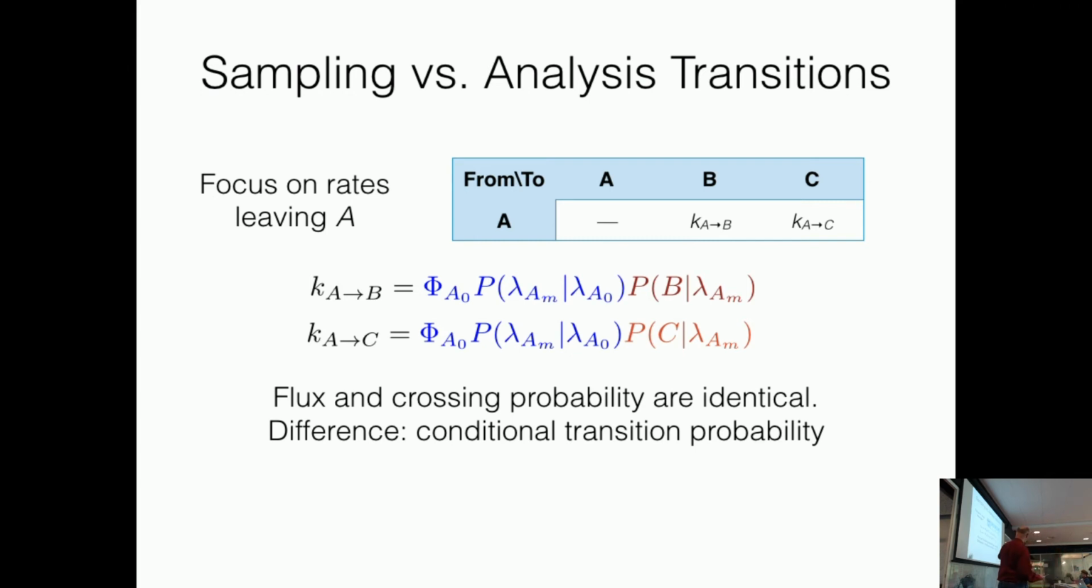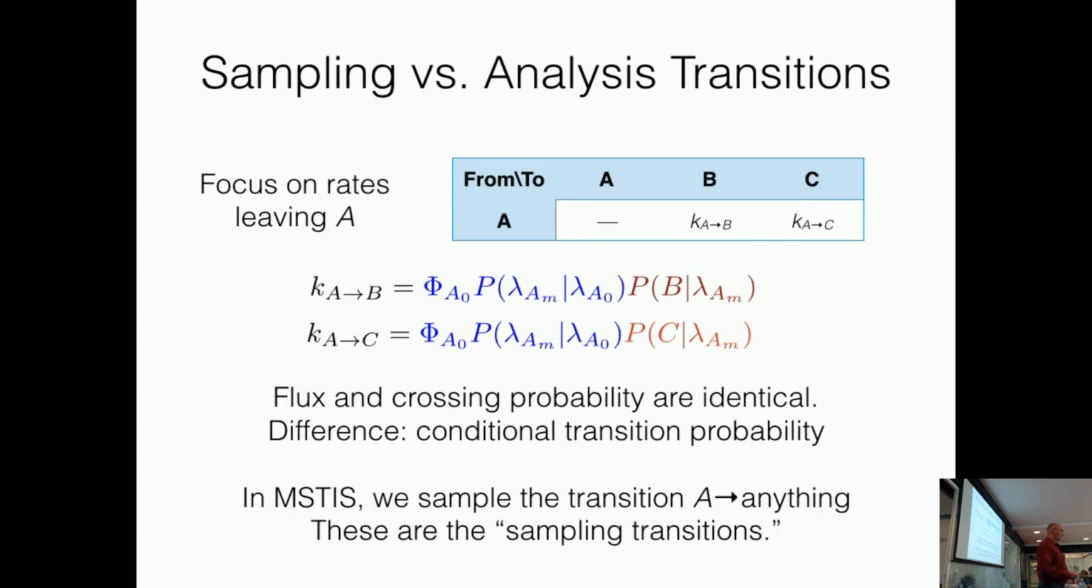The only thing that's different is this one part that we call the conditional transition probability. So in MSTIS, we only actually run the TIS sampling over the A to anything transition. It starts in A, can end in any final state. The analysis transitions are the specific A to B, A to C transitions. The sampling transitions are the A to anything transitions. Again, this is multiple state approaches, in particular, multiple state TIS.